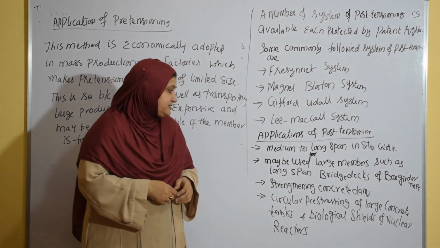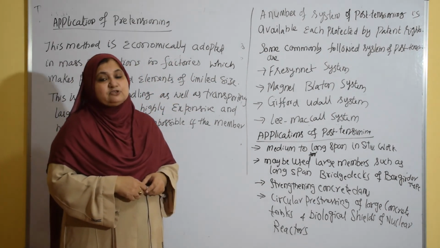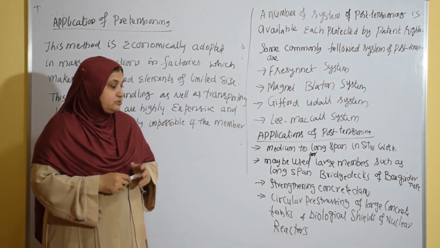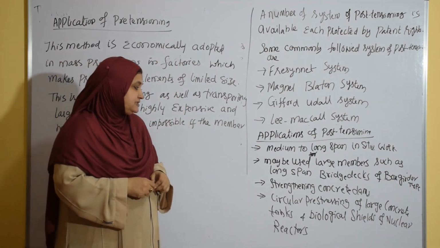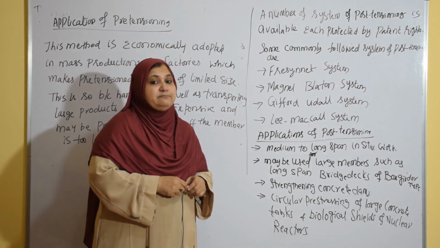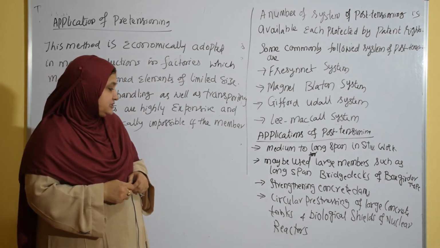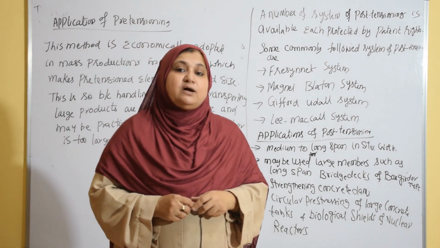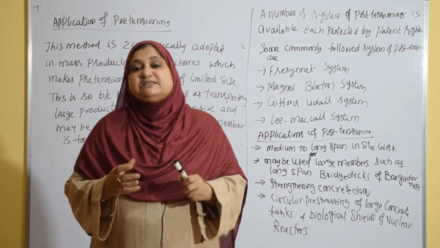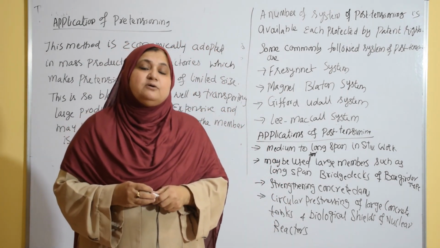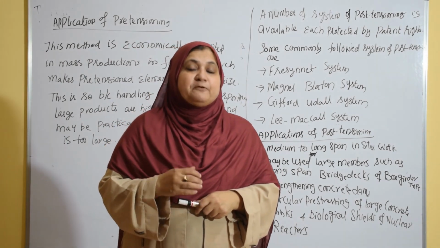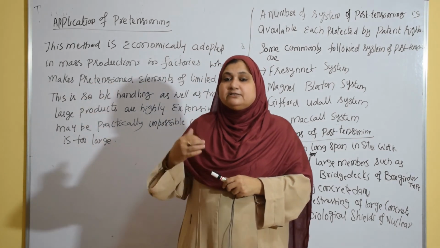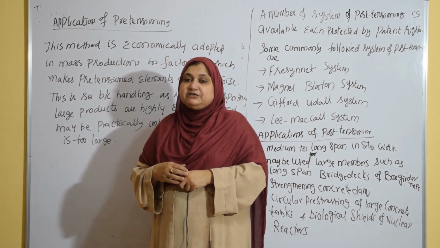Then for circular pre-stressing of large concrete tanks, most large diameter tanks nowadays go for pre-stress. So there also you can adopt the post tensioning system. Also post tensioning can be adopted for the biological shields of nuclear reactors. These are the applications. When you want the work to be done on the site, when the span is too big, then you can go for the post tensioning system. When we want limited size members or limited size pre-tension elements, then you can go for the pre-tensioning method.